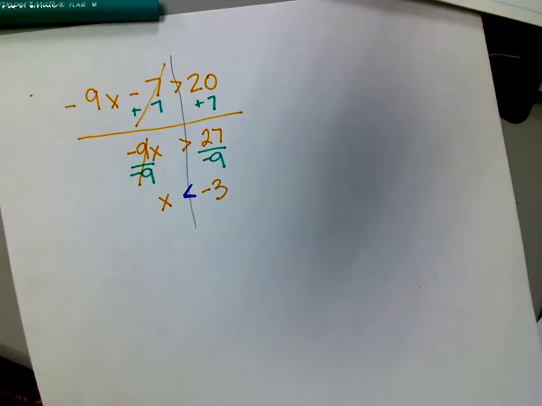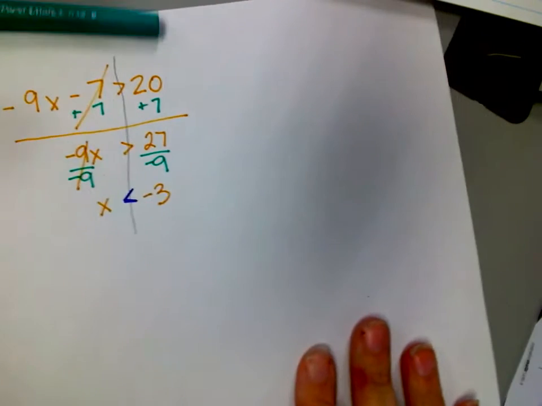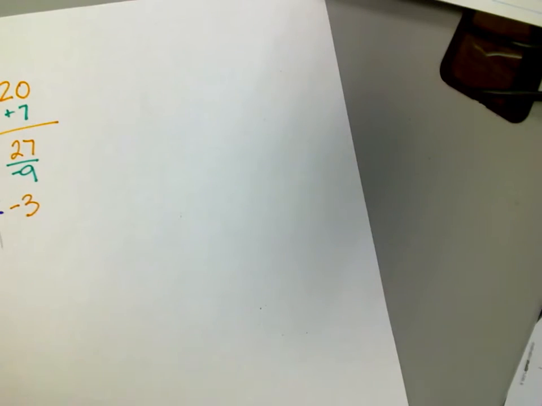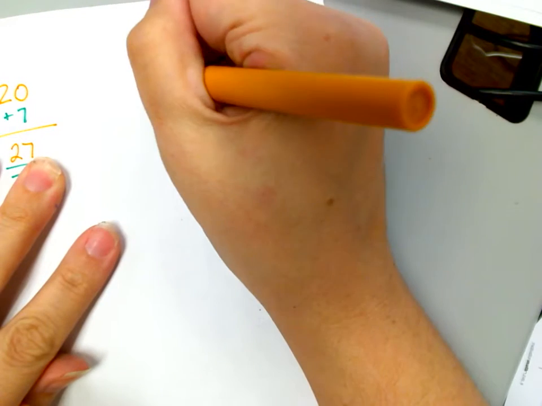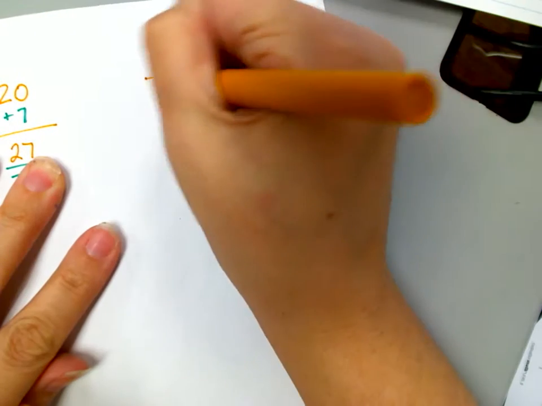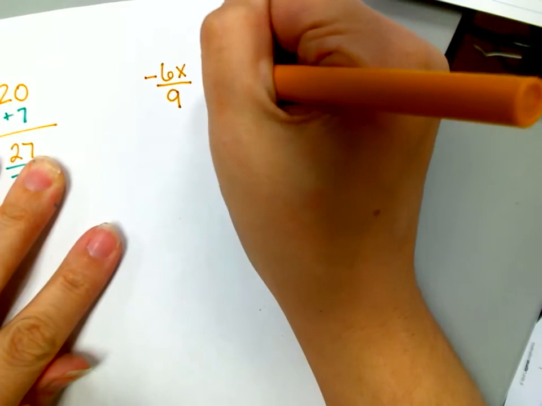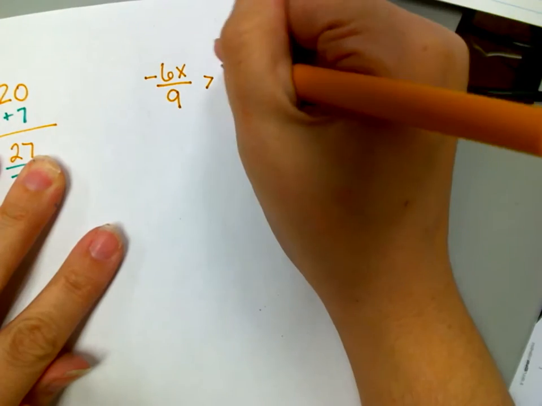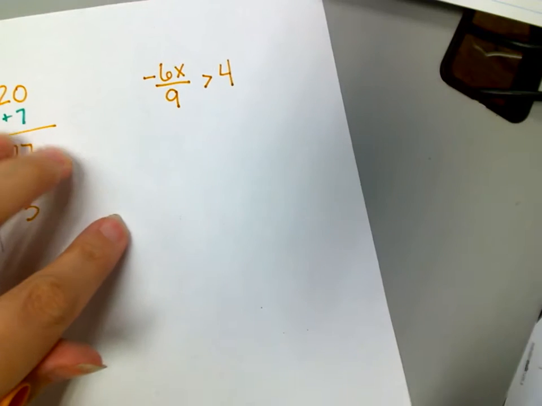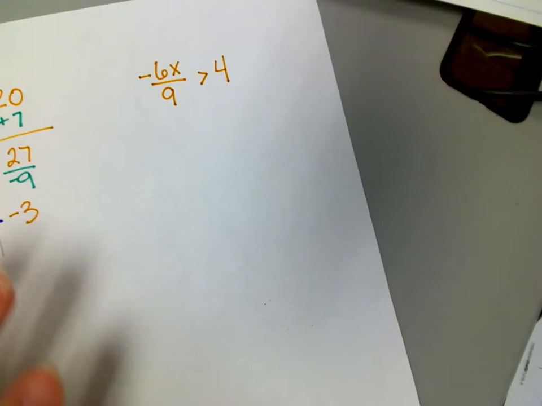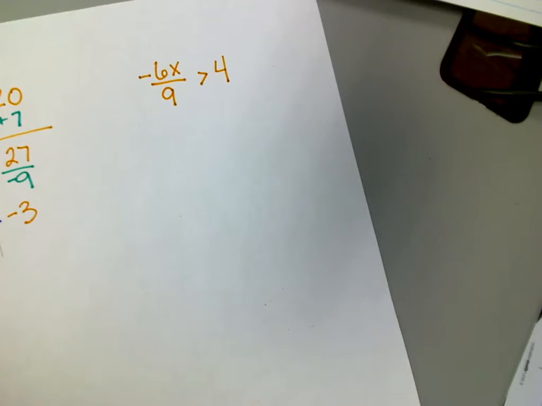Okay, I'm going to do another problem. I'm going to make it a little bit harder. Okay, negative 6x over 9 is greater than 4. Okay, I can do this a couple of different ways. I can think of this as negative 6/9 x, and I can multiply by negative 9/6.